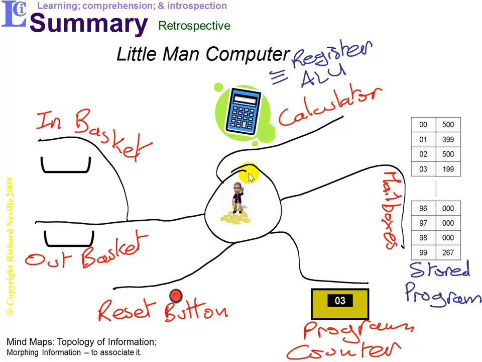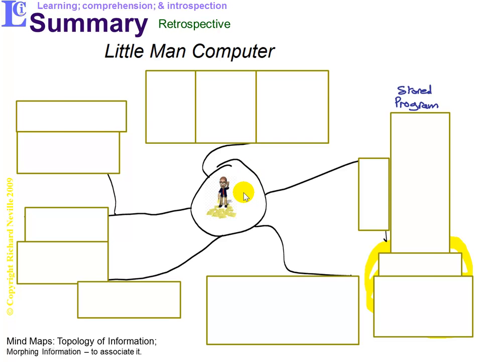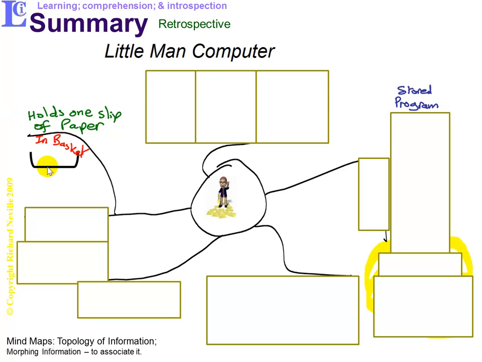So let's look at it in more detail then. The first thing to realise is this in basket holds a slip of paper. If the little man hasn't removed it and another slip of paper is placed on top of it, it's overwritten and destroyed, just like the memory or the mailbox is.